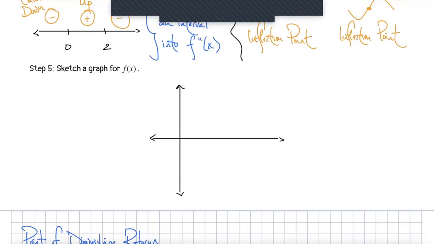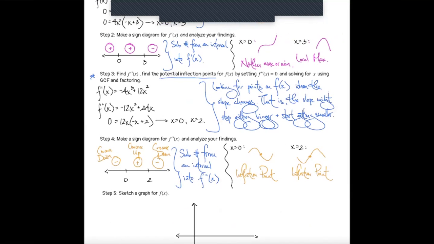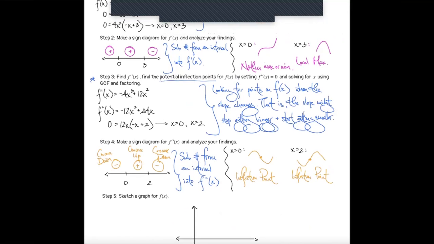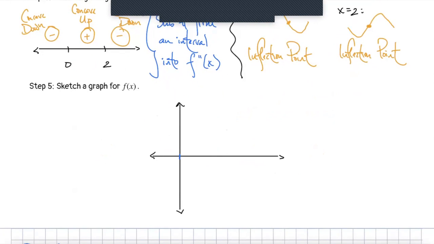We are going to start by marking off all of the important points that we found: our critical numbers from step 1 and our potential inflection points from step 3. In this case, we have 0, 2, and 3. And so we're going to mark those off on our diagram. And those are going to be important points on our graph where things are happening.